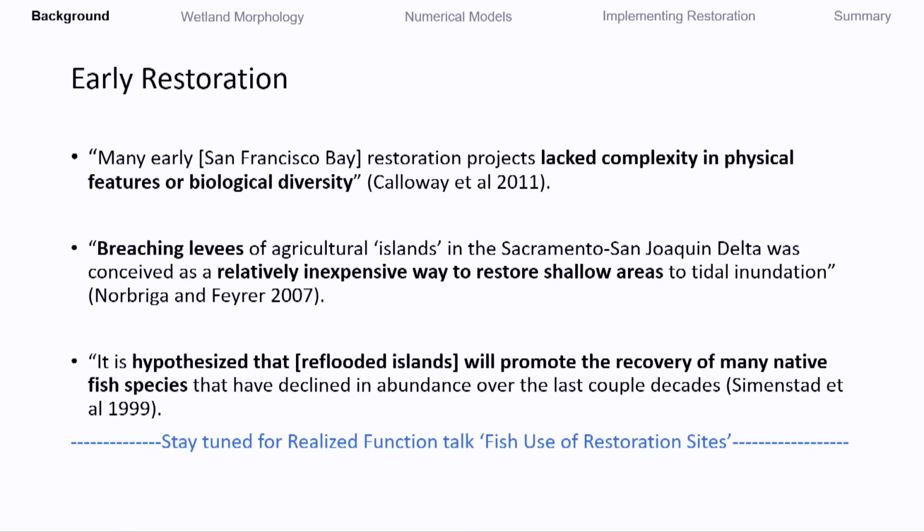It's been about 25 years since the quote on the bottom was released, basically thinking that reflooded islands, things like Liberty Island or Little Holland Tract, places like that, might promote the recovery of native fish species. So this is not a fish talk. We won't talk much about that directly, but stay tuned for the fish talk next. There'll be some insights into that 25 years on.